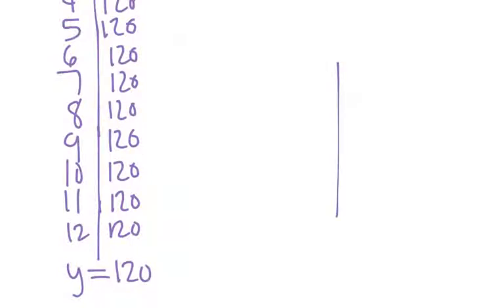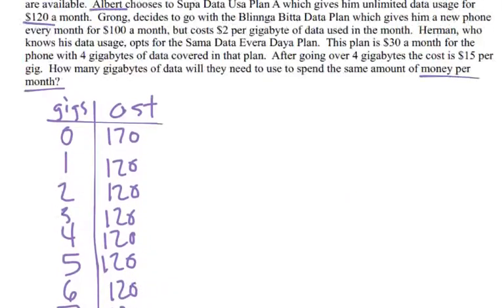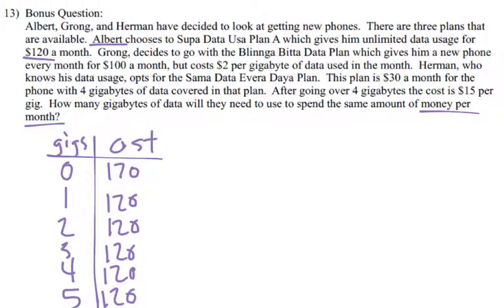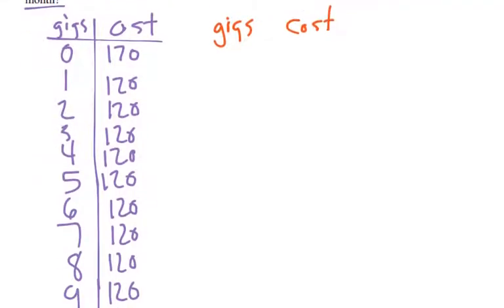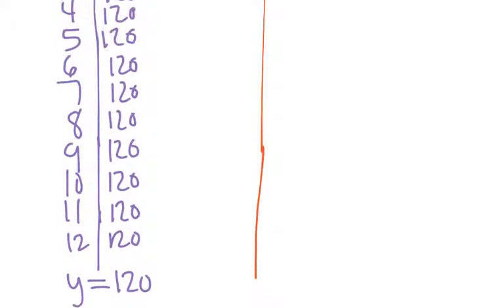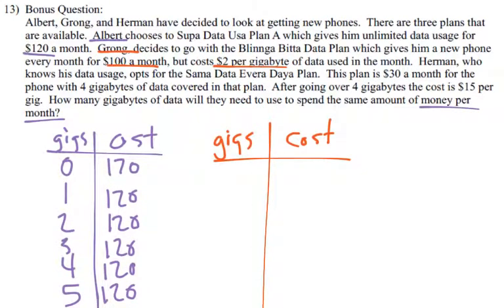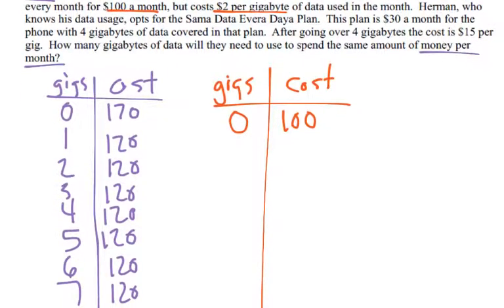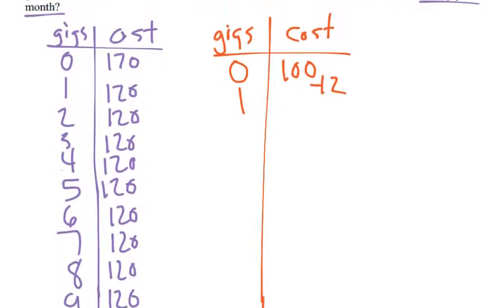Okay, pretty easy. So what are we trying to find where the others meet? Basically where the others meet 120, right? So Grong, he's got 100 a month and then 2 per gig. So gigs, cost. Let's go down here on this table. I like the table because it seems like it's the easiest to get started on. So at 0 gigs, he's still paying 100 a month, right? At 1 gig, we're adding 2 to that.